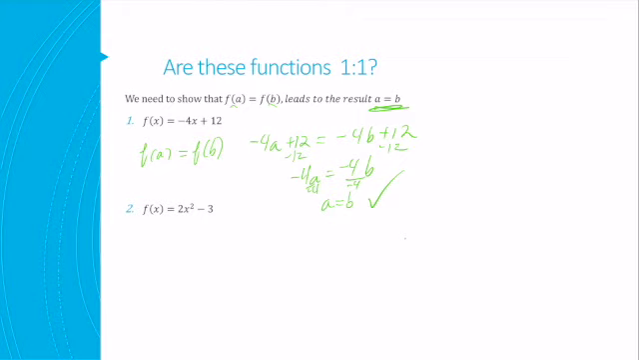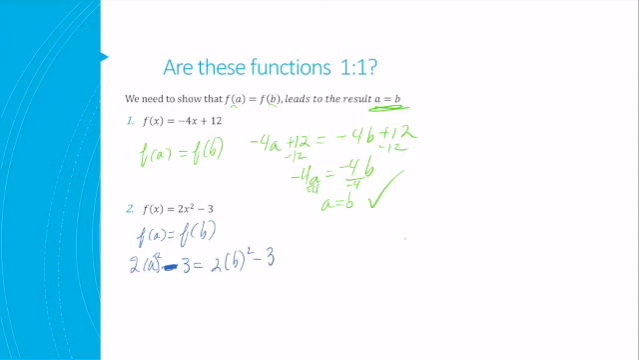Because if I have negative 1 squared, that's the same as 1 squared. So let's take a look at what happens. So I have f of a equals f of b. So I have 2 times a squared minus 3 equals 2 times b squared minus 3.